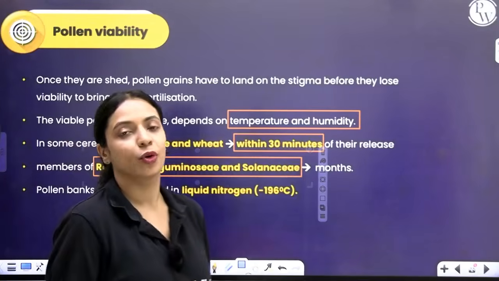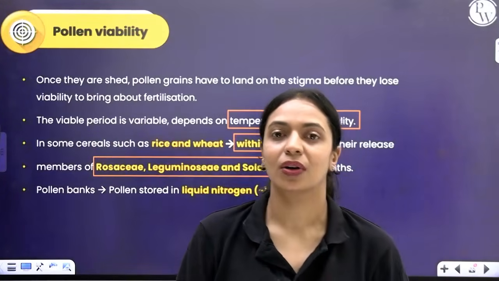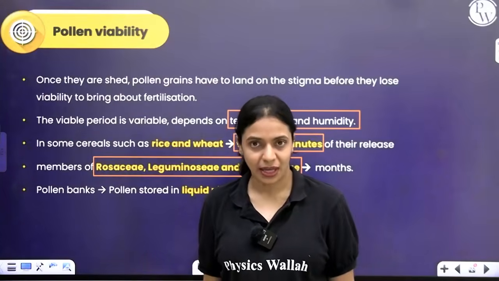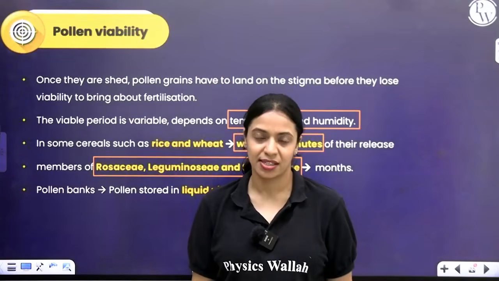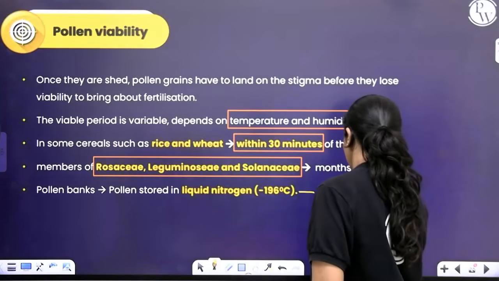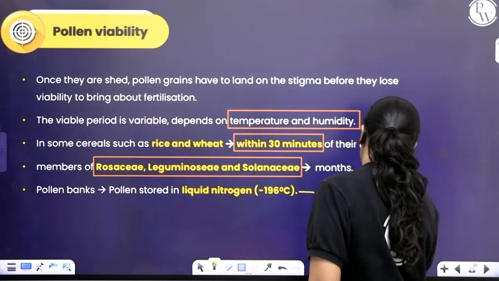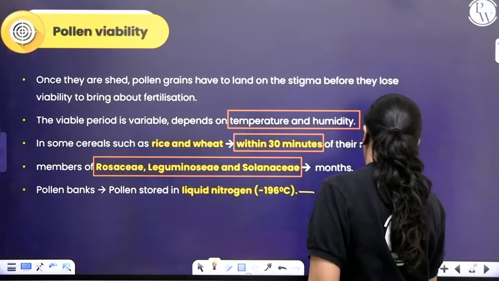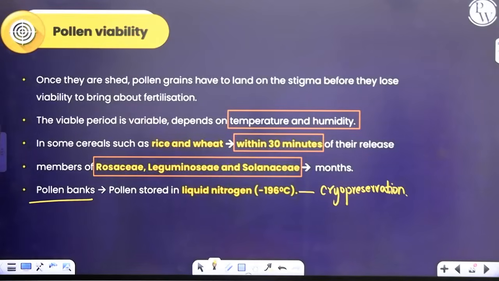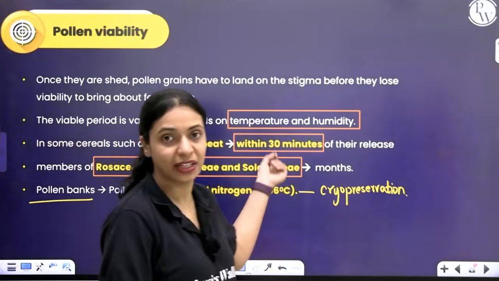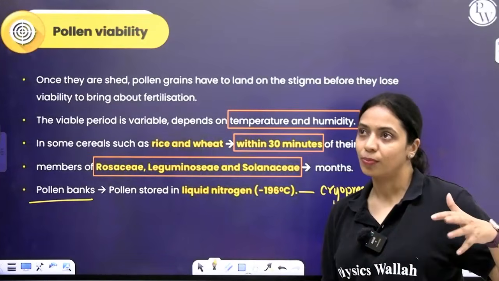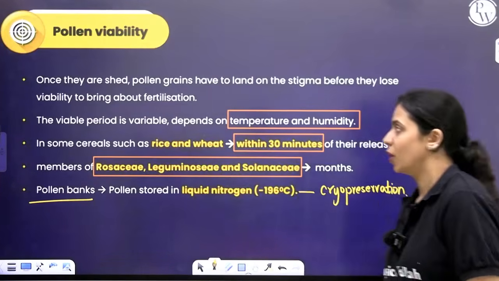For crop breeding programs, it is possible to store pollen grains and preserve them in liquid nitrogen at minus 196 degrees Celsius, which we refer to as cryopreservation. When pollen grains are preserved like that, we call them pollen banks. Okay, so they can be stored in liquid nitrogen, specifically at minus 196 degrees Celsius. So their viability can be preserved for a longer period. All right.